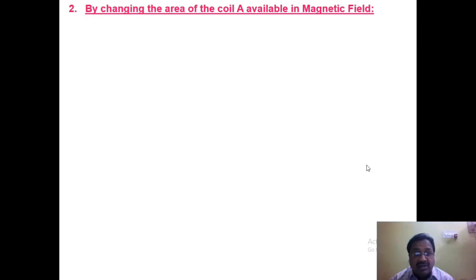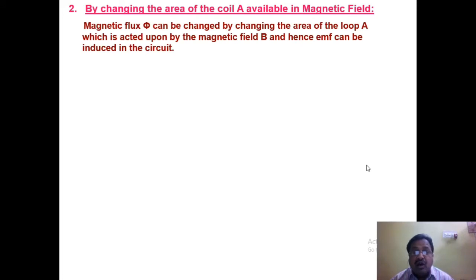Second, one can induce EMF by changing the area A of the coil available in the magnetic field. It may be a loop, a coil, or a circuit. Magnetic flux can be changed by changing the area of the loop which is acted upon by the magnetic field, and hence EMF can be induced in the circuit.